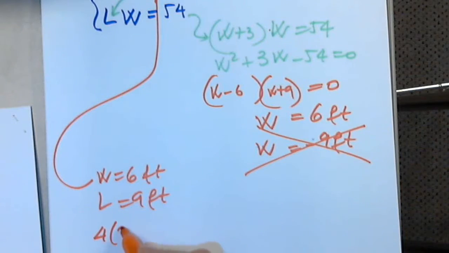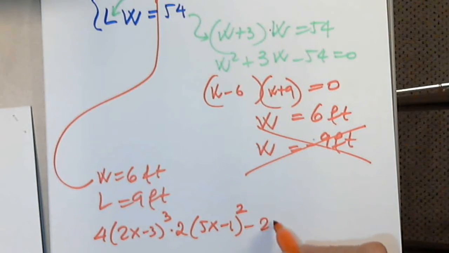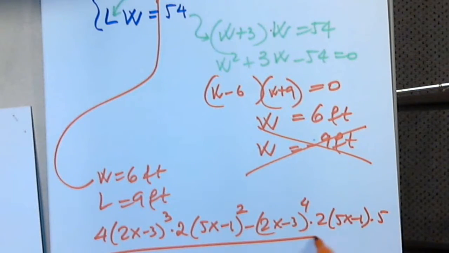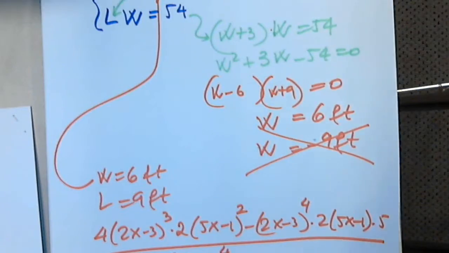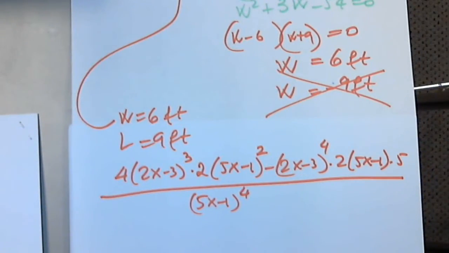4 times (2x minus 3) cubed times (5x minus 1) squared, minus (2x minus 3) to the 4th times 2 times (5x minus 1) times 5, and everything over (5x minus 1) to the 4th. Can anyone explain or give an example of a terrible mistake that someone could make with this problem?